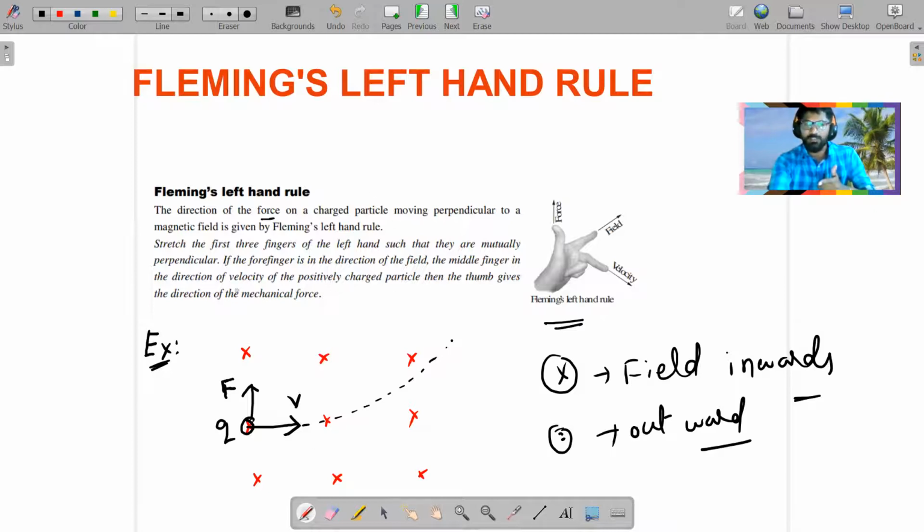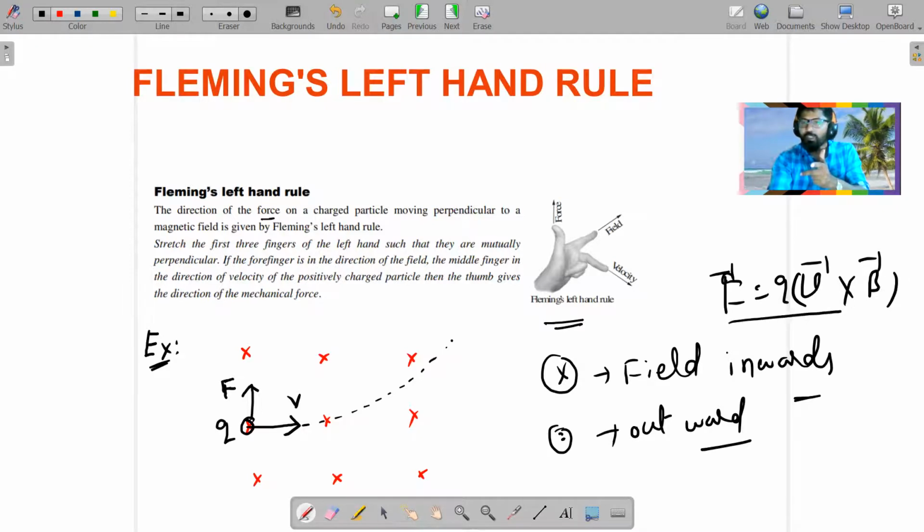the first three fingers of the left hand are mutually perpendicular to one another. The forefinger is in the direction of the field into the plane of the screen, and the middle finger is in the direction of velocity of the positively charged particle. Then the thumb gives the direction of force, and it is given by this expression: F is equal to, in vector form, q into v vector cross B vector.